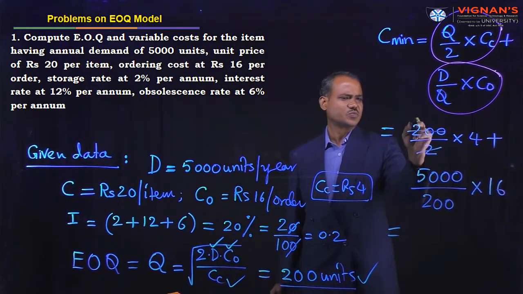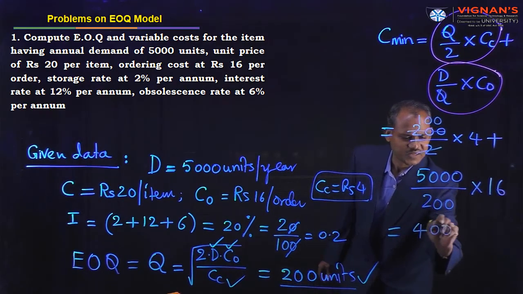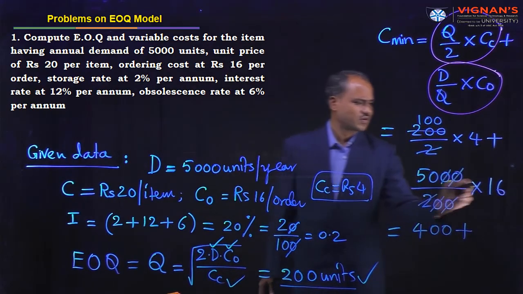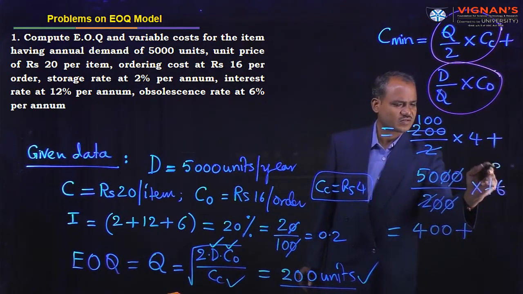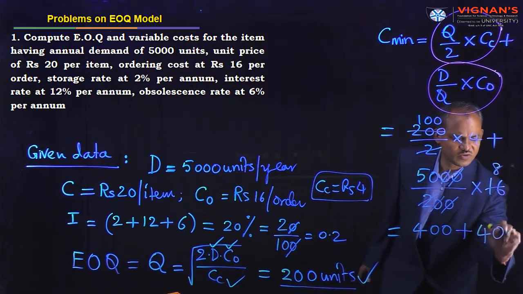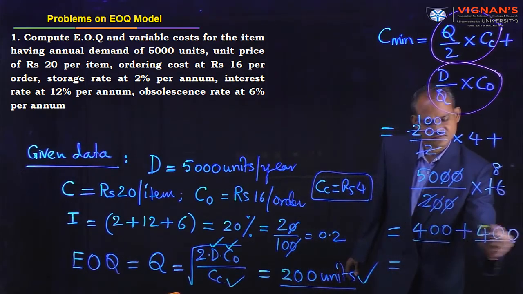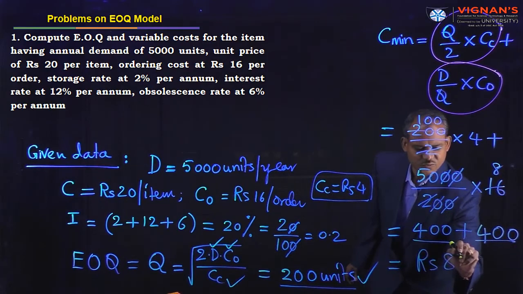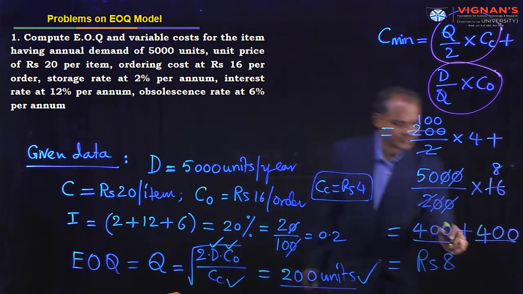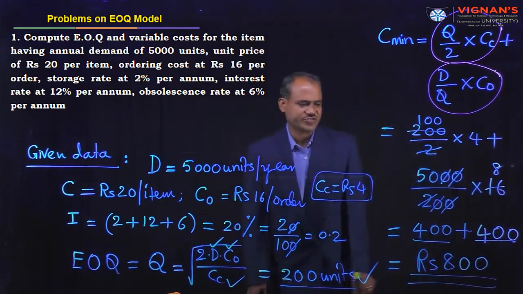200 by 2 means 100. 100 into 4 is 400, plus 0 0 cancel, 0 0 cancel. 8 2s are 16. 8 5s are 40. That means 400. 400 plus 400. This is in rupees because cost is represented in rupees. Therefore, 800 rupees. This is the optimum inventory cost.